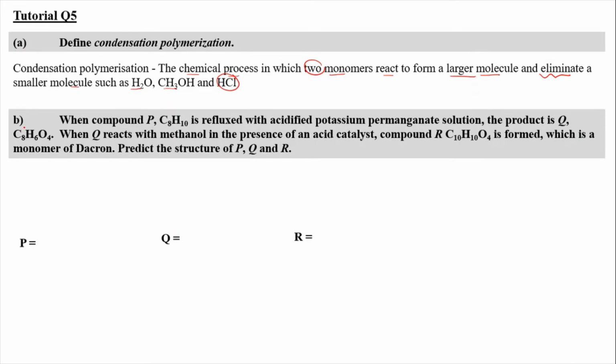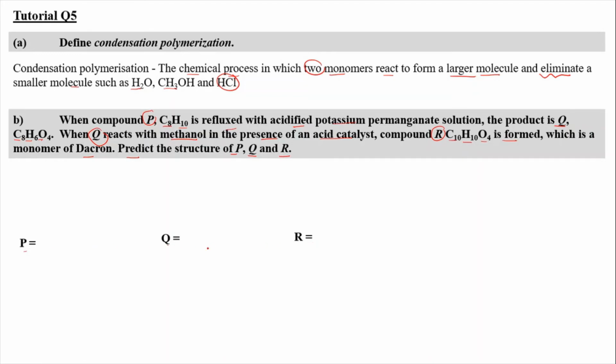For tutorial question 5b, when a compound P, which is C8H10, is refluxed with acidified potassium permanganate solution, the product is Q, which has a molecular formula of C8H6O4. When Q reacts with methanol in the presence of an acid catalyst, compound R, which is C10H10O4, is formed, which is a monomer of Dacron. So we have to predict the structures of P, Q, and R.